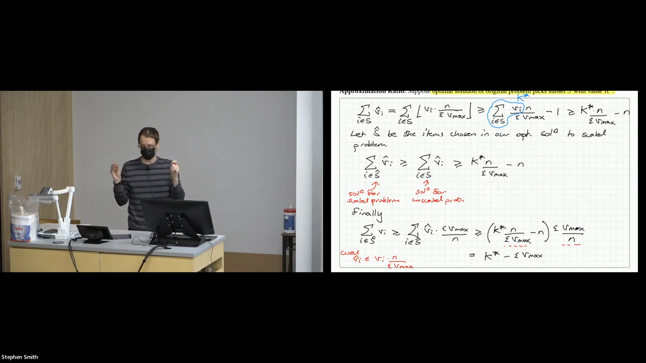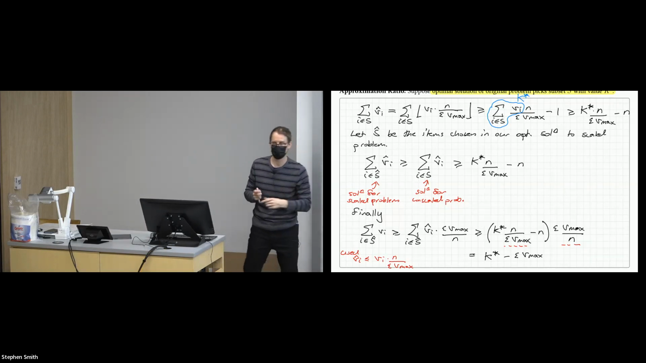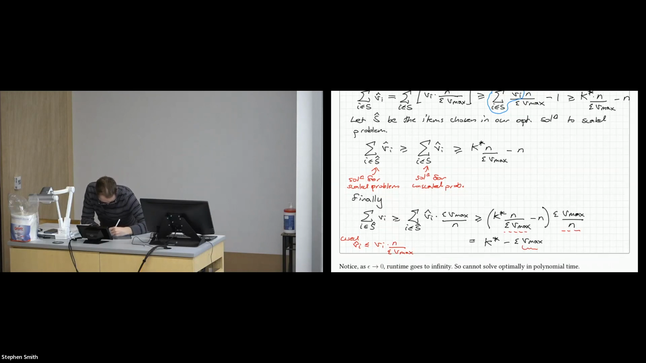And then my final argument is that K star has to be at least as big as V max, because I discarded all the items that weighed too much. So I know I can always fit V max in my knapsack. That's just the single item, and that item weighs less than my budget. So this value is less than or equal to K star. And so I get that this thing is greater than or equal to K star times 1 minus epsilon. And that is my final result.